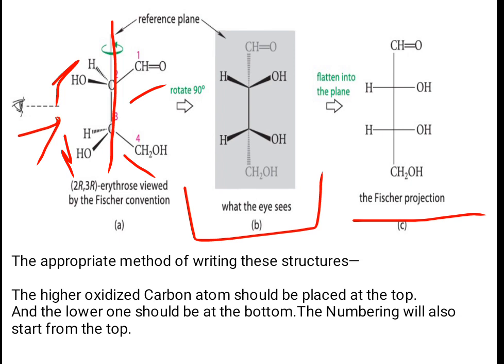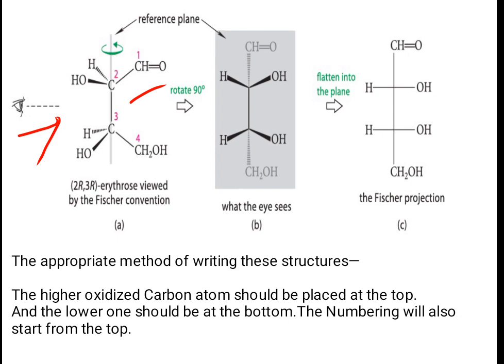Now the appropriate method of writing these structures is that the higher oxidized carbon atom should be placed at the top and the lower one should be at the bottom. The numbering will also start from the top. Now see that this one is CHO aldehyde group and this one is CH2OH group. As the CHO group is the higher oxidized carbon, that's why we are numbering it as 1 and writing it at the top. The next one will be 2, this carbon will be 3, and this will be 4. Okay.